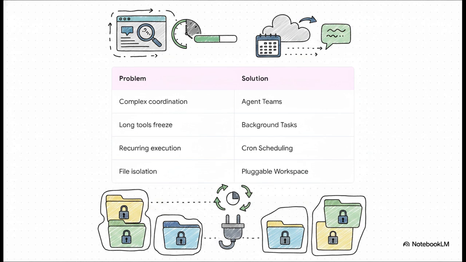To fix that, Agent Service introduces background task offloading. It literally moves that heavy lifting to the background and streams the results back when it's done without blocking the ongoing conversation. Need recurring tasks? Bam, built-in cron scheduling. Need to make sure users can't snoop on each other's files? You've got pluggable workspace management. It is just a highly robust, thought-out toolkit.